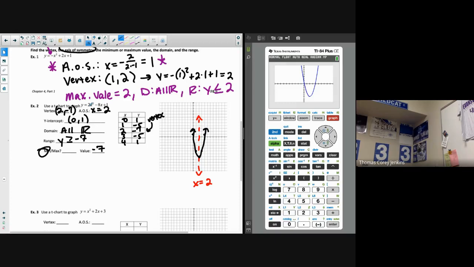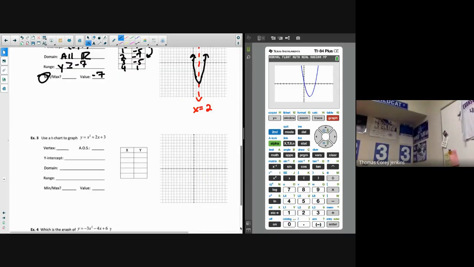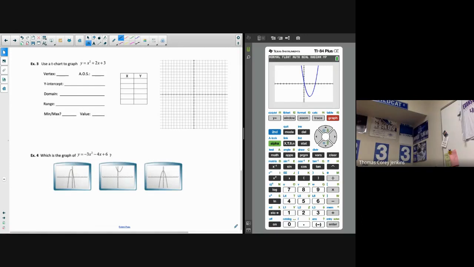Okay. Example 3, I'll leave to you to look up in the notes. And then our last example says, which is the graph of -3x squared minus 4x plus 6? So a couple of things that we could look at. Well, okay. I was going to say process of elimination. I can tell it turns down. I can also tell that the y-intercept is going to be 0, 6. But that one looks like it goes through 1, 2, 3, 4. Well, maybe it doesn't go through 0, 6. I can't really tell. Let me zoom in.